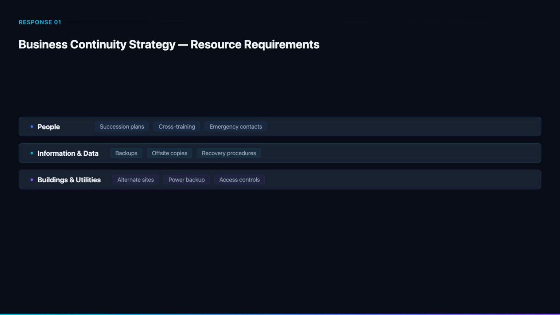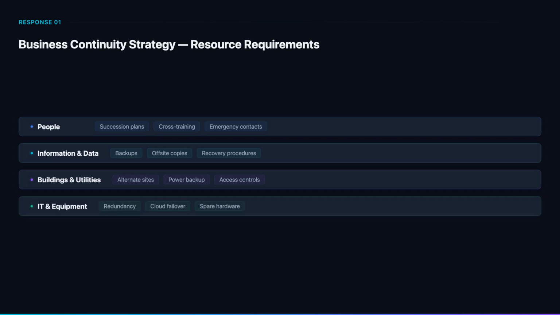Buildings and utilities need fallback options. This includes alternate work locations, backup power supplies, and access control arrangements so your teams can relocate and continue operating if a primary site becomes unavailable. IT systems and equipment require redundancy planning. This covers cloud failover, spare hardware, vendor support agreements, and documented procedures for switching to backup systems during an outage.